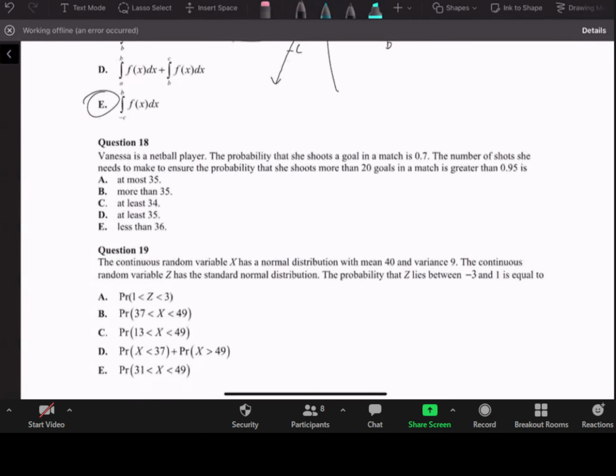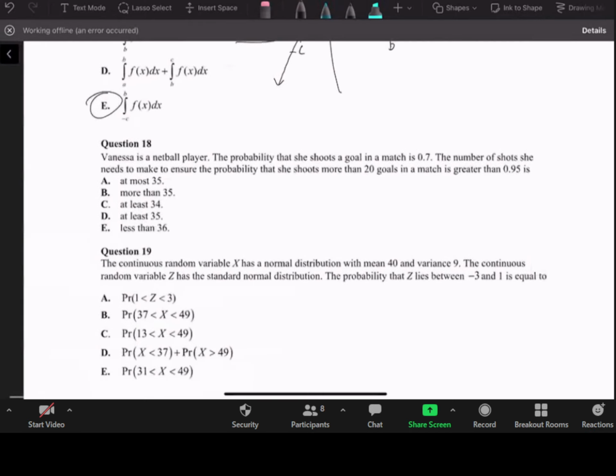So Vanessa is a netball player. Probability is this. P is 0.7. The number of shots that she needs to make more than 20 goals is greater than 0.95. So the probability that, say, x is greater than 20 is greater than 0.95, and we need to find out n. So P is 0.7, and we don't know what n is.